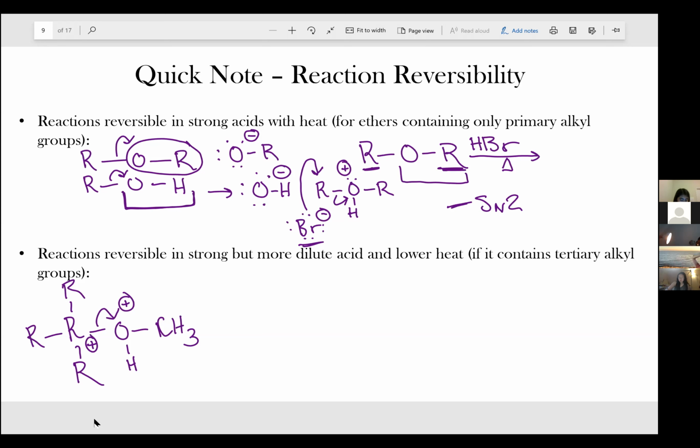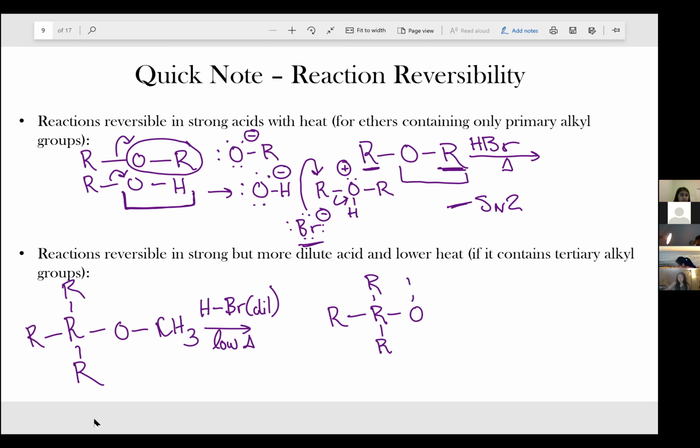And so in these conditions, what we're going to do is take our ether and treat it with a still strong, but more dilute acid. And then we don't need as much heat. And so then that's going to get us to our protonated ether product, and through more of an SN1 type mechanism, we can reform our alkyl halides and our alcohol.